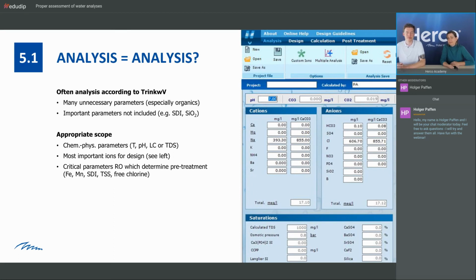So from this, you already have an idea of what we need. We have also tried to focus on the ions that really make a significant input for the design, and to leave out the other ions or organic components that are maybe very important for drinking water analysis because they might be toxic or whatever, but that are not relevant for the membrane.